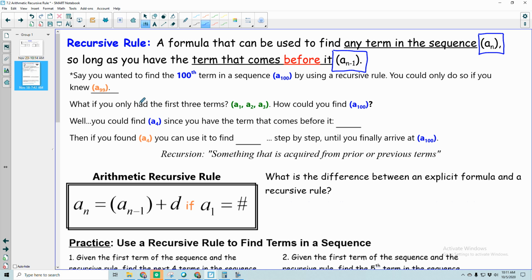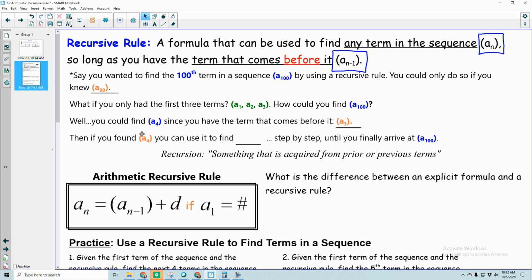All right, so here's an example problem. What if you only had the first 3 terms? You had a sub 1, a sub 2, and a sub 3. How on earth could you find a sub 100? Okay, well, you could find a sub 4 since you have the term that comes before a sub 4, which is a sub 3. This comes before the 4th term. So I could use the 3rd term to find the 4th term.